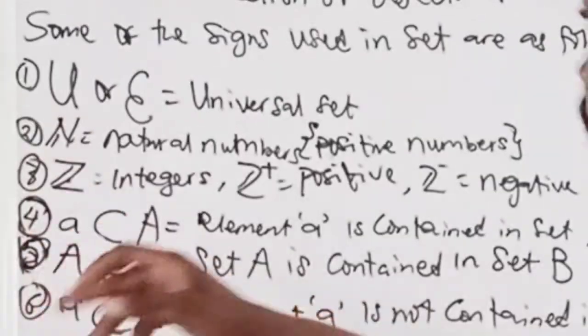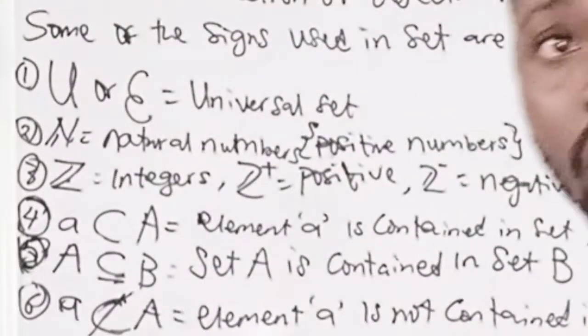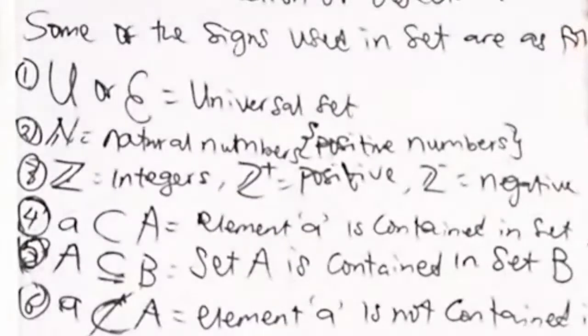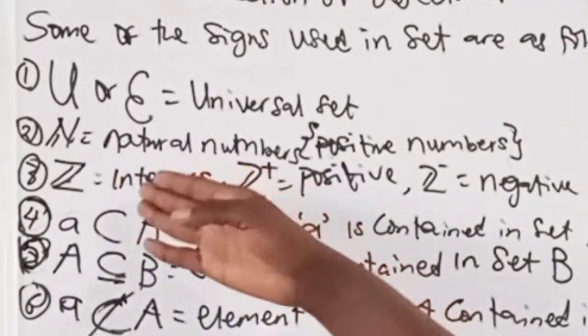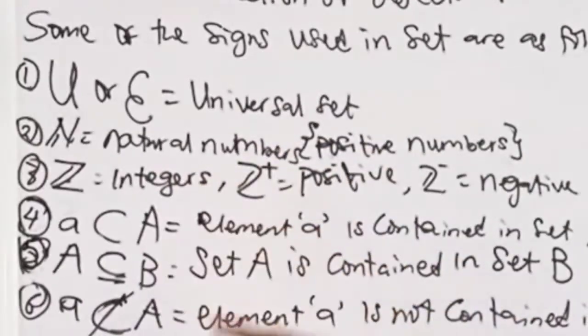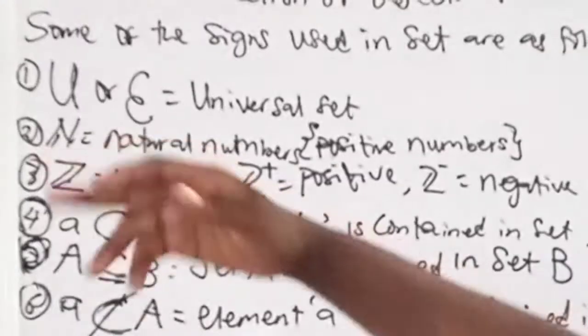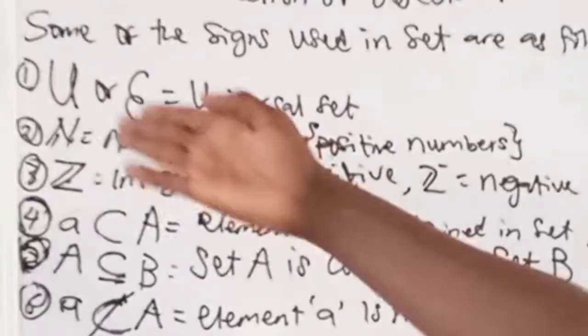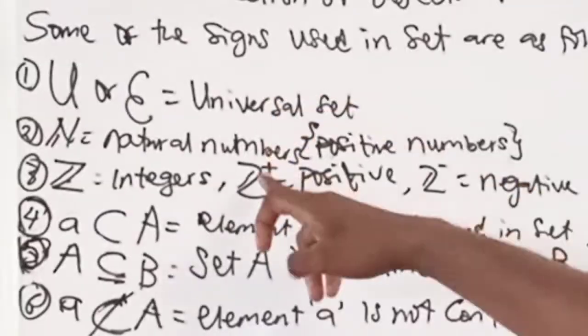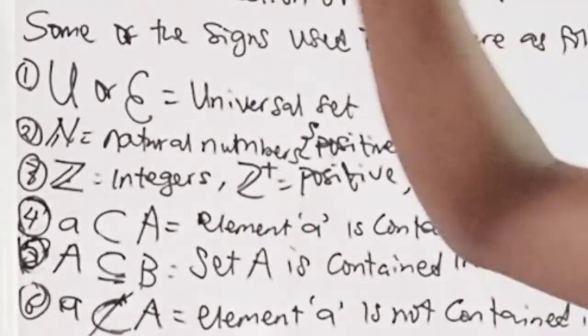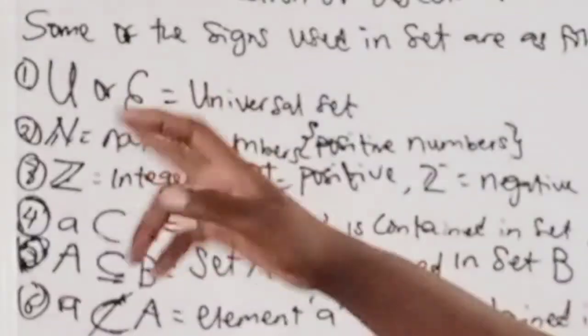When you see this capital letter N with a small stroke, it means natural numbers. Natural numbers are positive numbers, positive integers. Integers has to do with positive and negative numbers. When you want to express integers generally, you use this sign. But if you want to express positive integers, like the natural numbers, you use this with a plus raised to power plus. And when it has raised to power minus, it means negative integers.